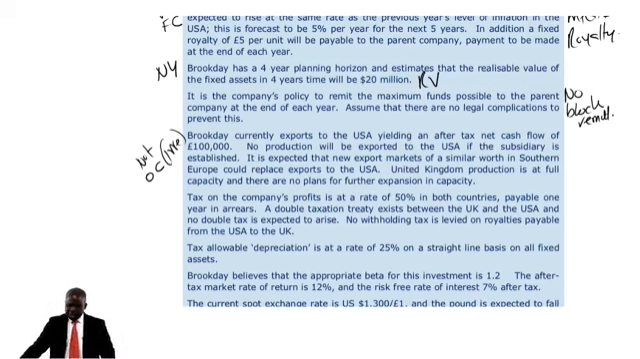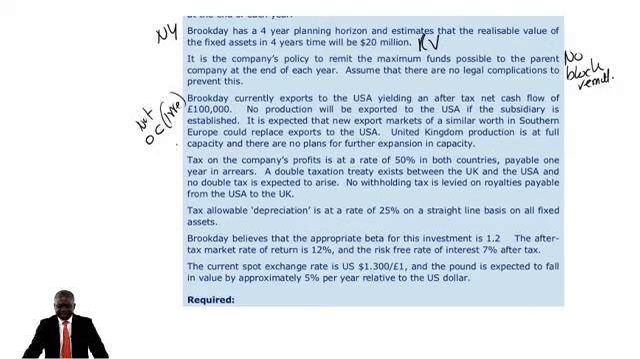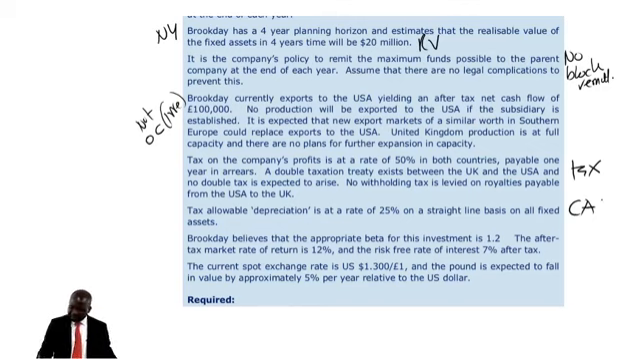Okay. United Kingdom production is at full capacity and there are no plans for further expansion in capacity. Tax on the company's profit is at the rate of 50% in both countries, payable 1 year in arrears. A double taxation treaty exists between the UK and the USA, and no double tax is expected to arise. No withholding tax is levied on the royalty payable from the USA to the UK. So this is tax information. Tax allowable depreciation is at the rate of 25% on straight line basis on all fixed assets. So this is my capital allowance.